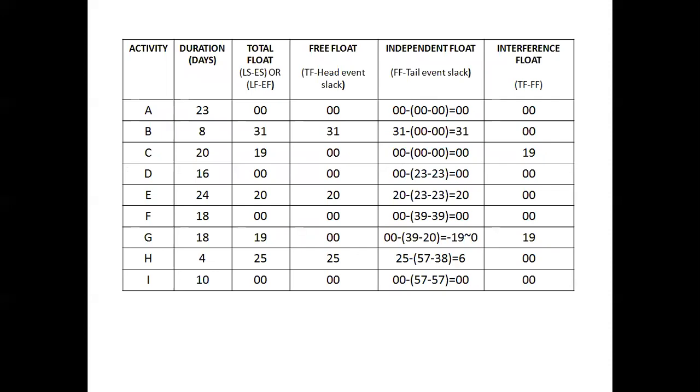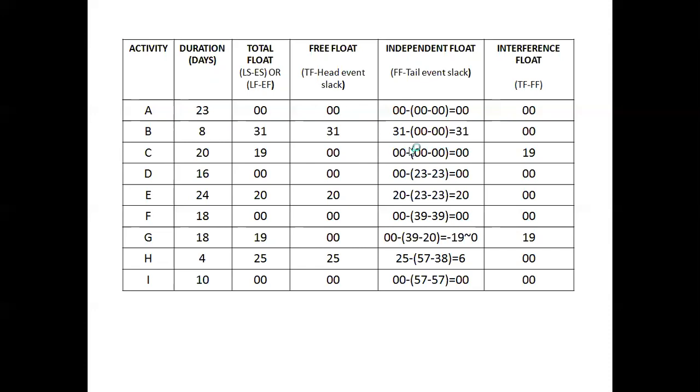That is the difference between latest start and earliest start, or latest finish and earliest finish. Free float is the difference between total float and the head event slack. Here, the independent float means it is the difference between free float and tail event slack. Let us see how it is calculated.